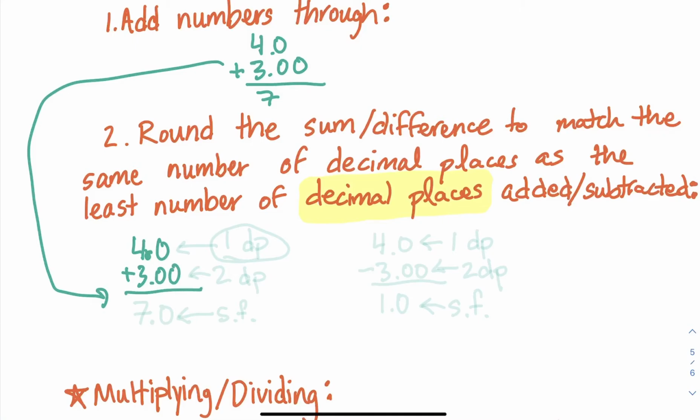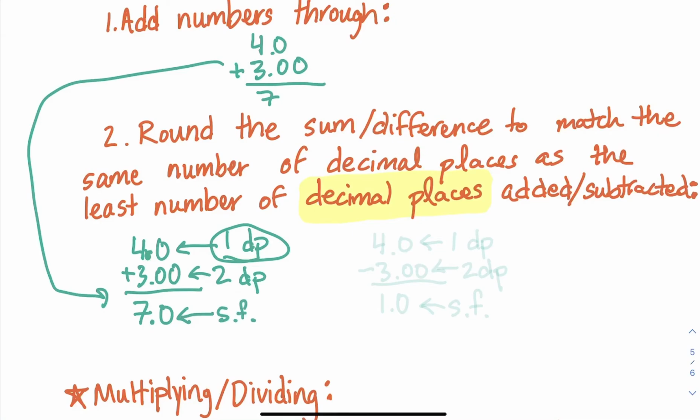The first thing we have to do is realize that this has 2 decimal places, and this has 1 decimal place. Therefore, since 1 is the smaller amount of decimal places, our sum is going to have 1 as well. So we have 7.0 should be the correct answer with the correct number of significant figures.